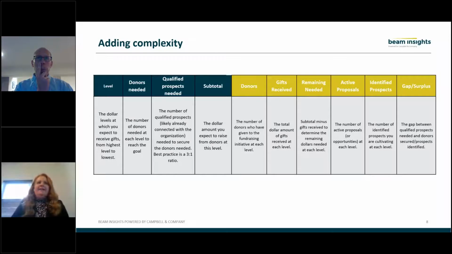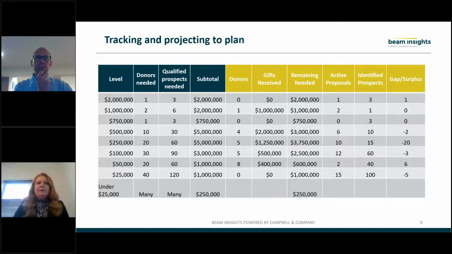So if we look at an example with all of these additional columns, you can see here all the additional analysis that is really helpful as you track and plan. So if we take another look at that $1 million level, as we did on the simpler version, you can see the donors needed and through subtotal all remain the same. But now we show that we have one donor who has come in.